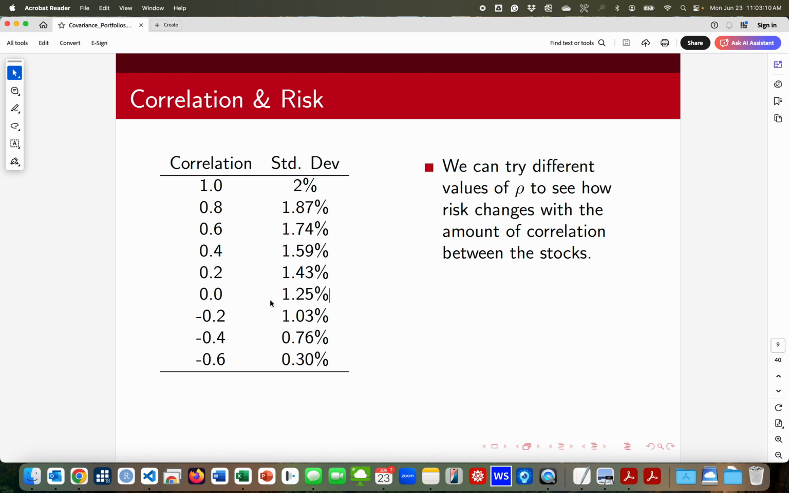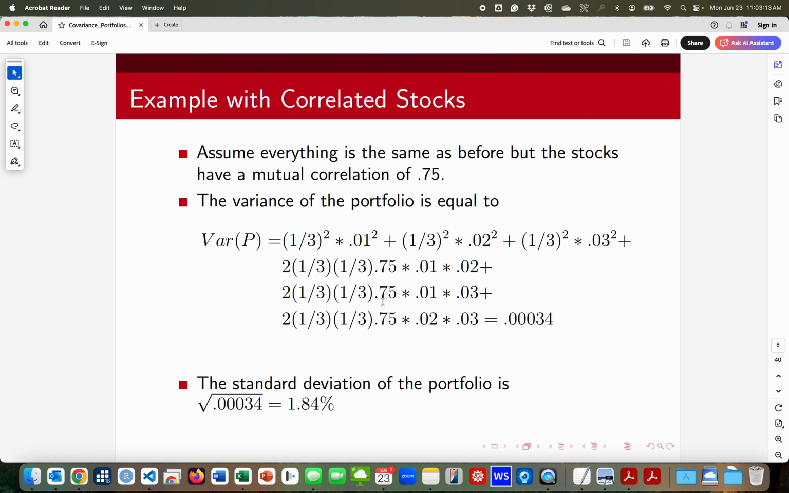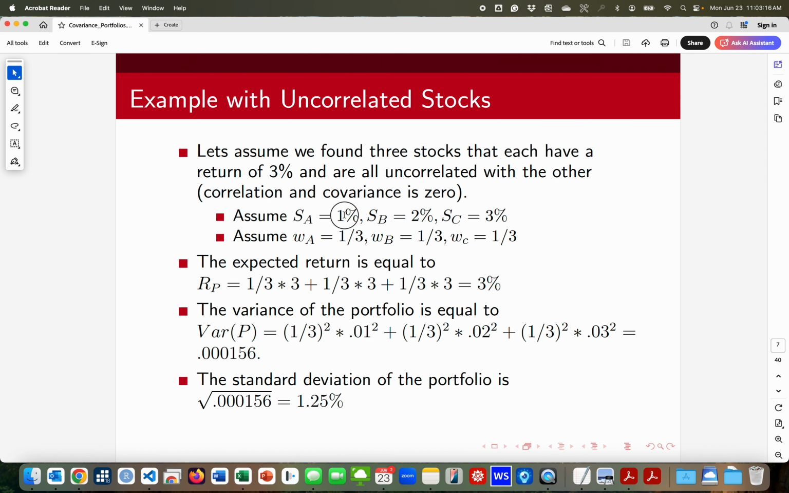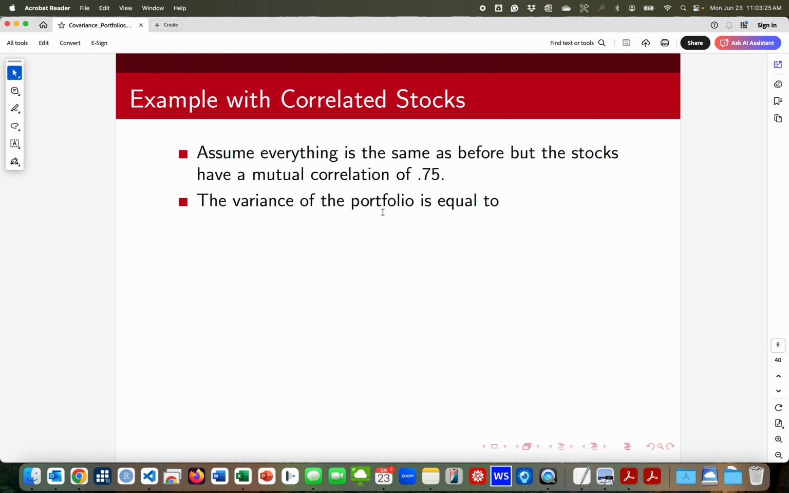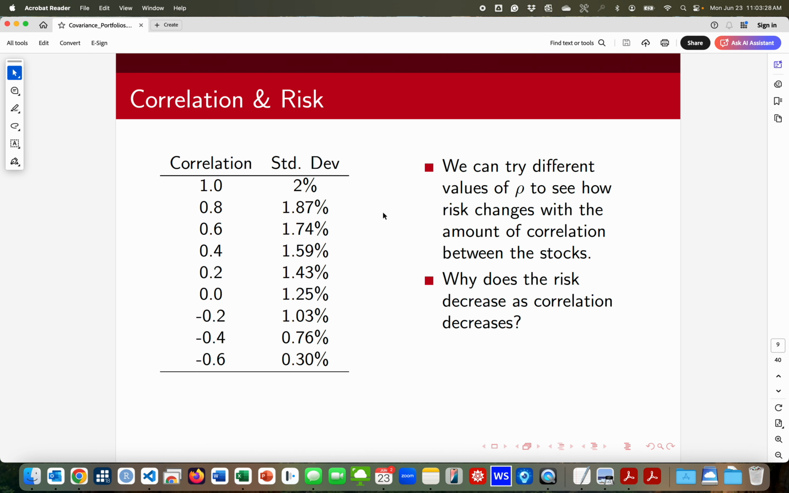And the reason that 1% threshold is interesting here is that 1% is the least risky stock in the portfolio. Stock A has the lowest standard deviation of 1%. But what's interesting is you can build a portfolio and get a portfolio standard deviation that's less risky than the least risky component of the portfolio. So if your lowest standard deviation is 1%, we can build a portfolio with a standard deviation less than 1% by carefully selecting stocks that have a negative correlation.